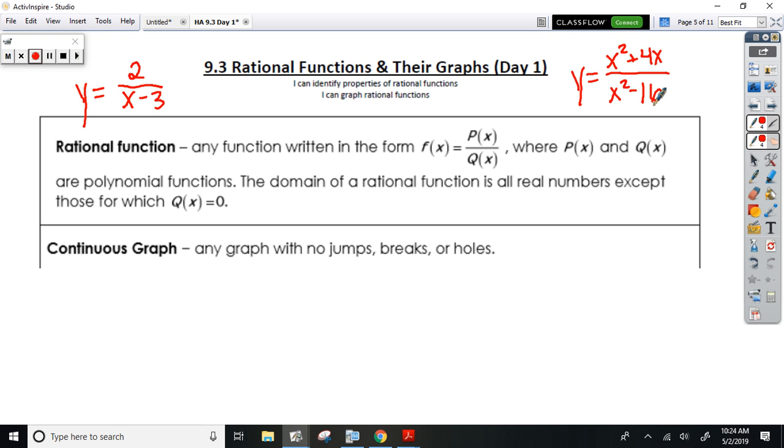So guess what's going to come back into play? Factoring.